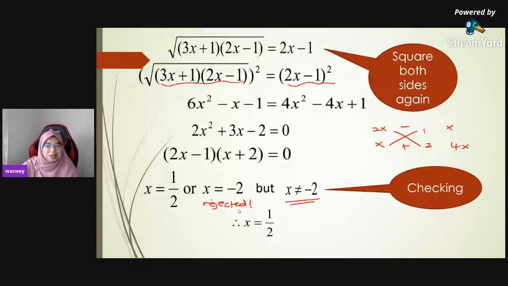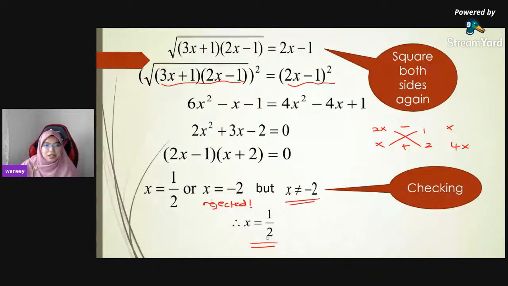Therefore, x is equal to half. So always make sure if you have two answers, do check, because sometimes we can accept both of them, sometimes we can accept only one of them. So always make sure that you check. Oh, by the way, those 3 dots mean therefore. So therefore, x is equal to 1 over 2. This simply means that this is my final answer.